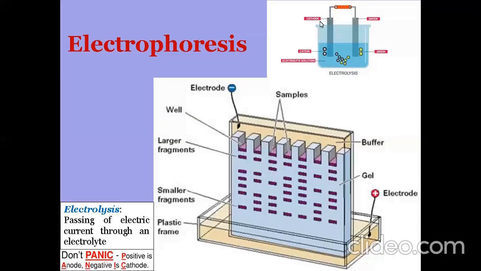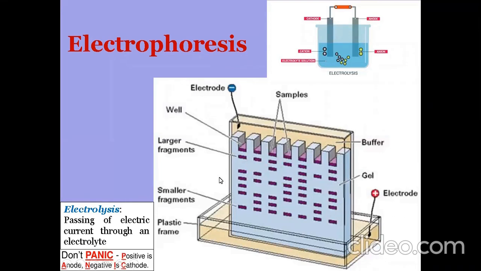Charged electrode, and cathode is actually negatively charged. Electrolysis is actually the passing of electric current through an electrolyte. From electrolysis, electrophoresis has been derived, and this is the electrophoresis apparatus.